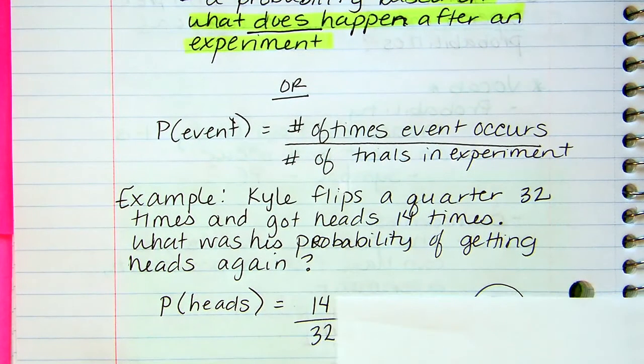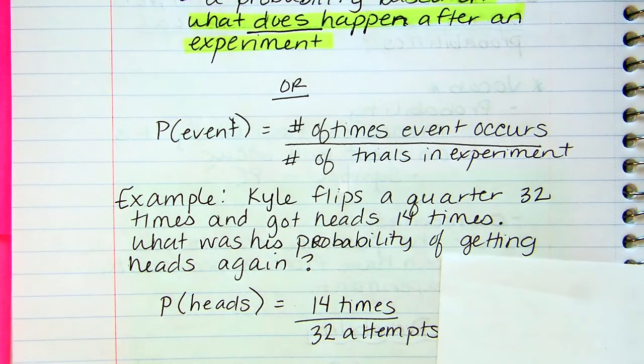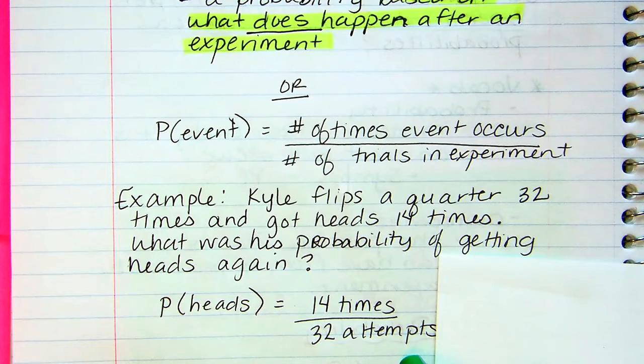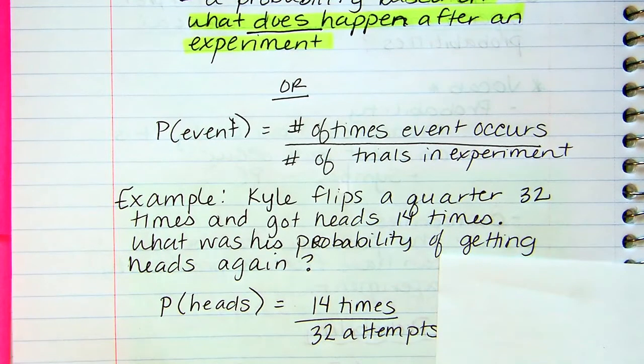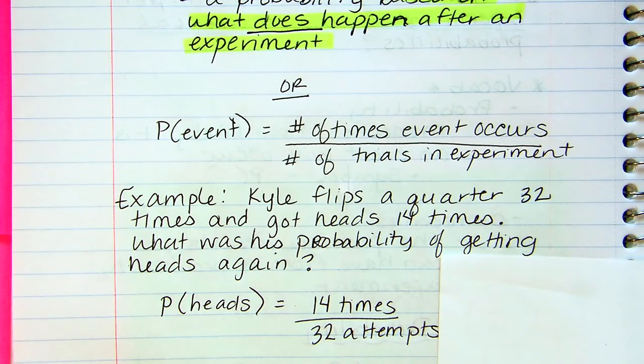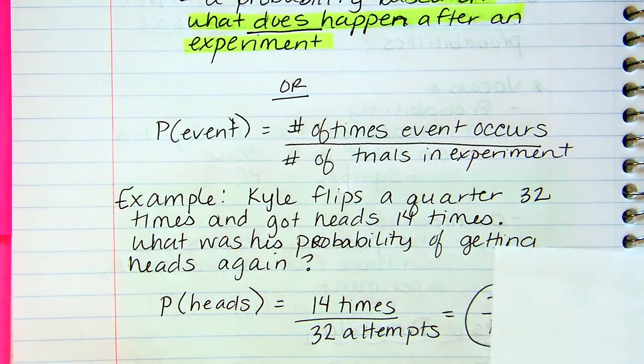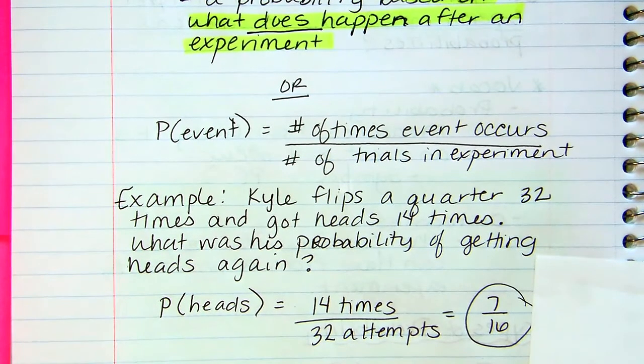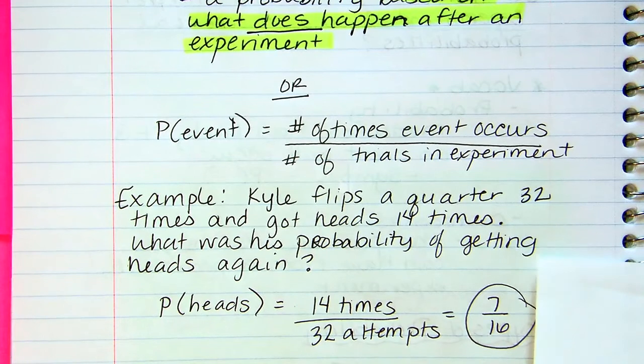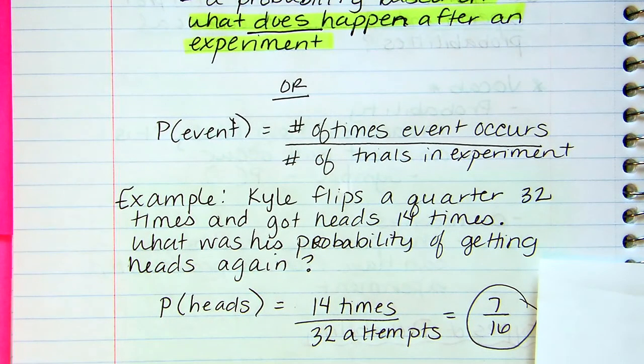He flipped the coin 32 times. That was the number of attempts, and he actually got heads 14 times. Okay? From here, we want to know what his probability is of getting heads again. So using that experiment, we could create a hypothesis of Kyle would, once again, get heads in 7 out of 16 attempts. So we can continue to use our experimental probability in creating future experiments.